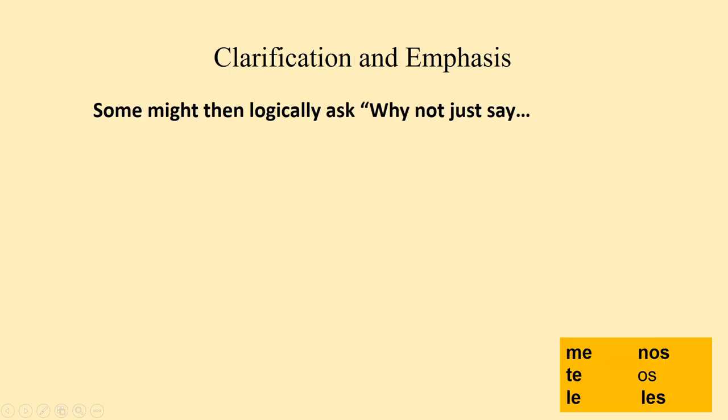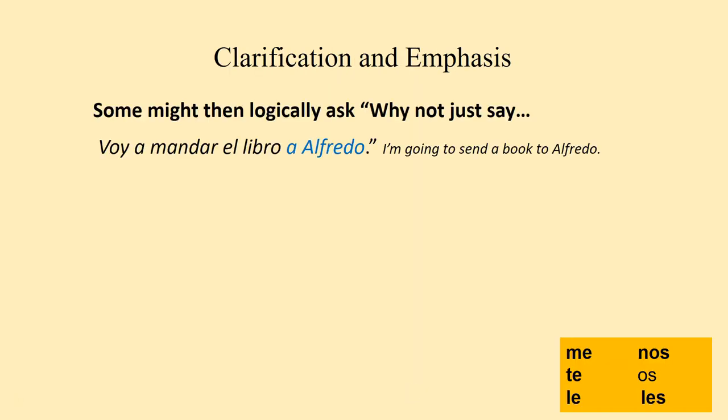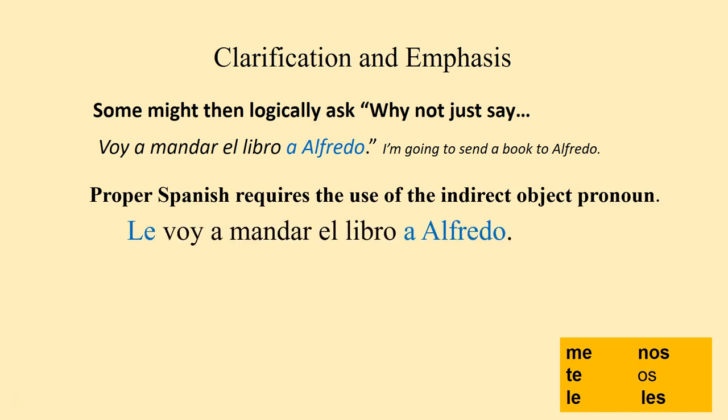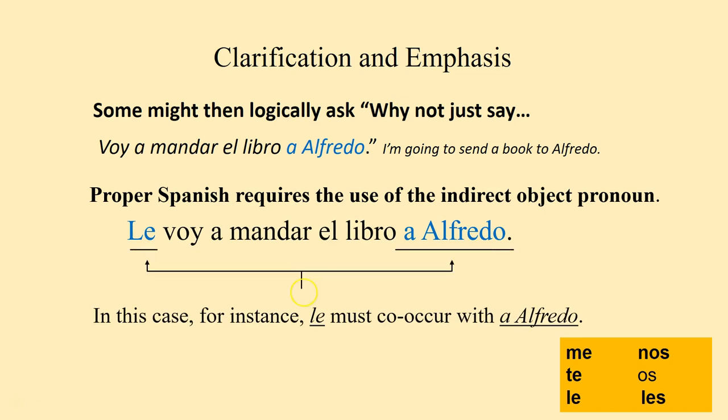Some might then logically ask, why not just say, voy a mandar el libro a Alfredo? Proper Spanish requires the use of the indirect object pronoun. Le voy a mandar el libro a Alfredo. In this case, for instance, le must co-occur with a Alfredo.